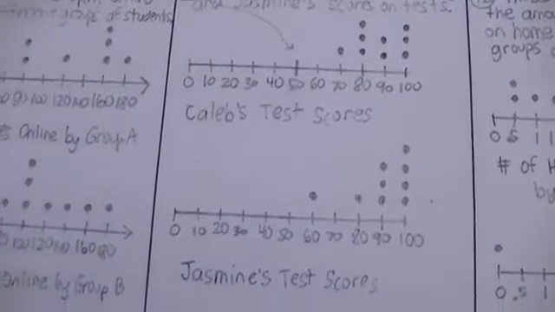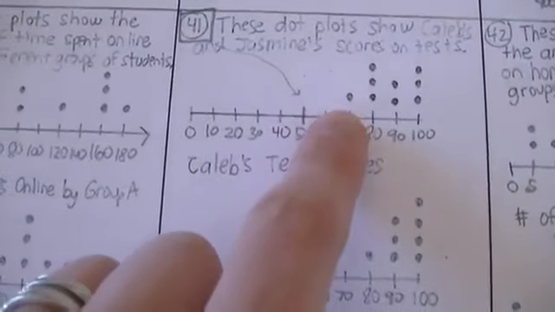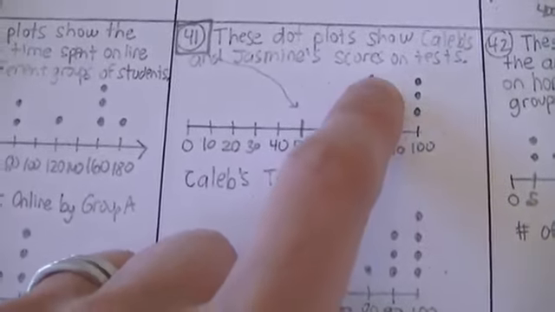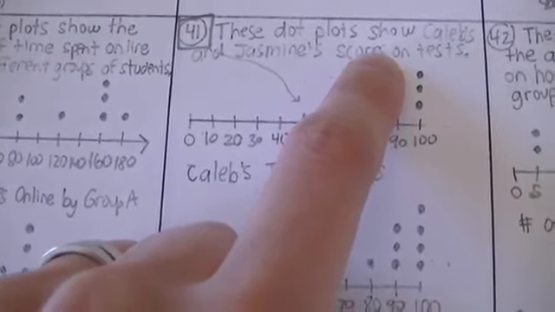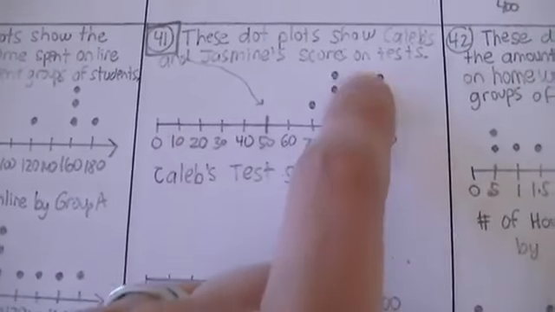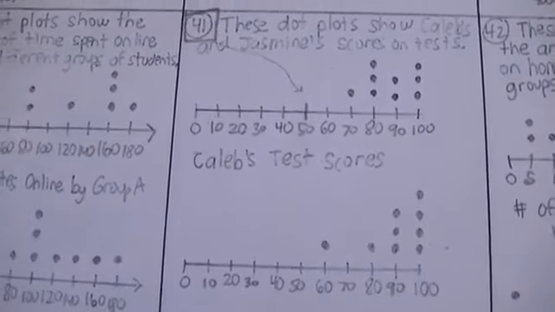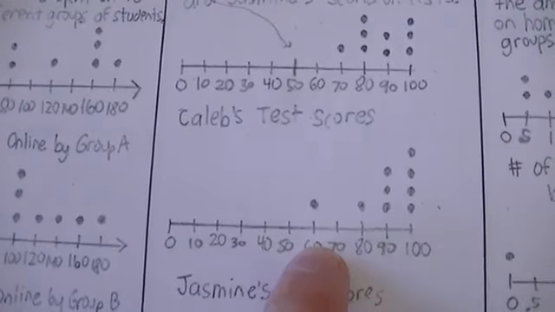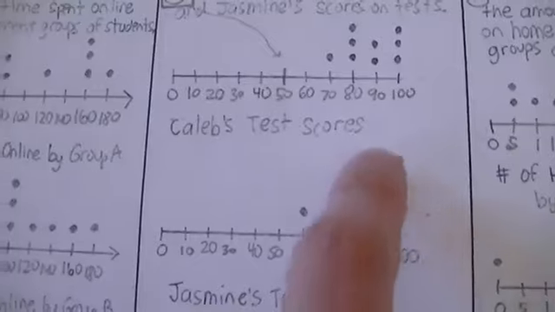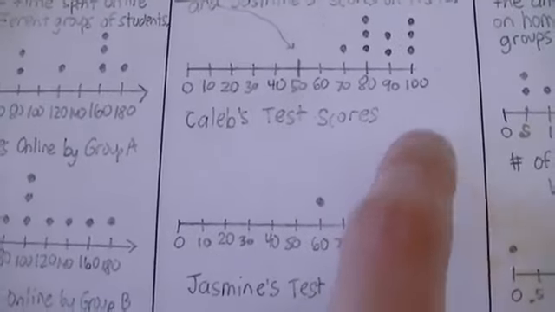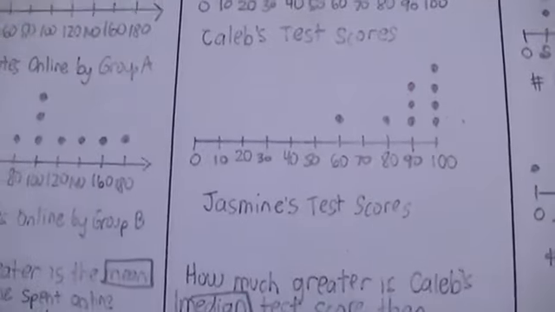Okay, like I said before, you're going to write down the data. So you're going to write 70, 80, 80, 80. Separate them by commas. 90, 90, 100, 100, 100 for Caleb's test scores. For Jasmine's, you're going to write 60, 80, 90, 90, 90, 100, 100, 100, 100. Separate them by commas, okay?